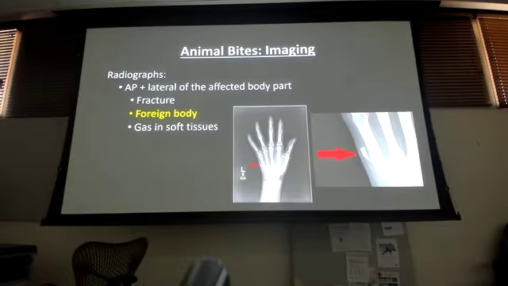All right, so are you going to get x-rays? Yes. What is that right there? That looks like a canine tooth, doesn't it?